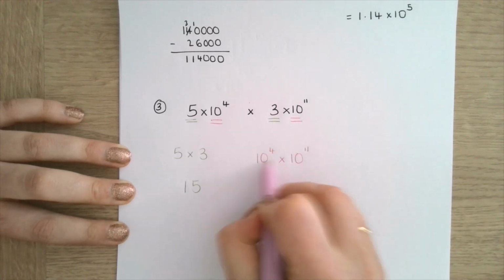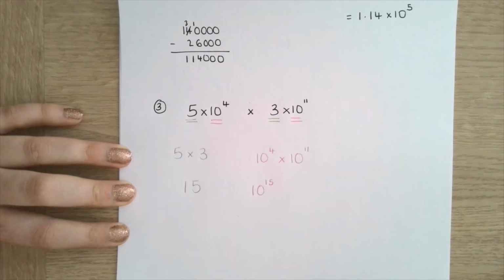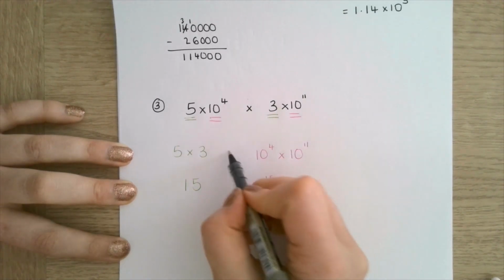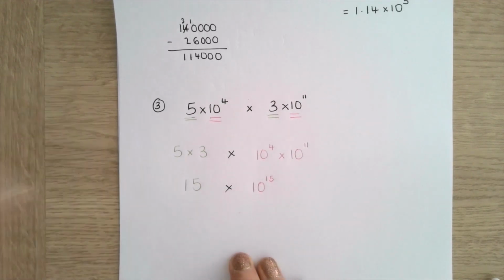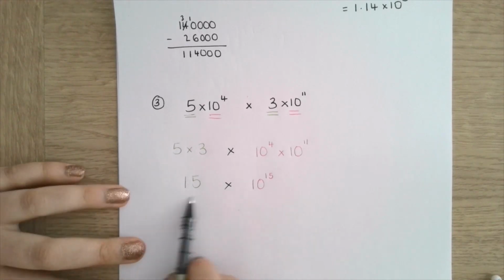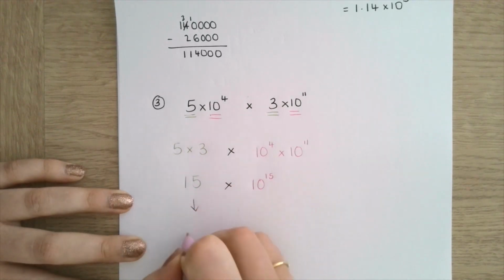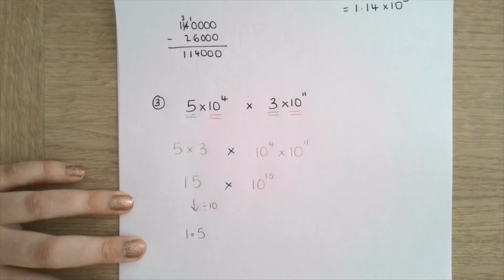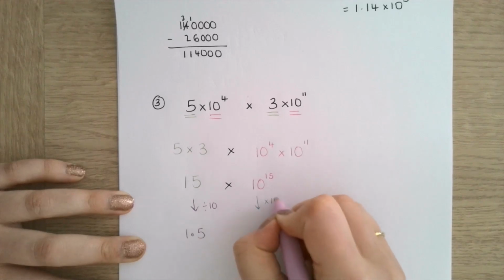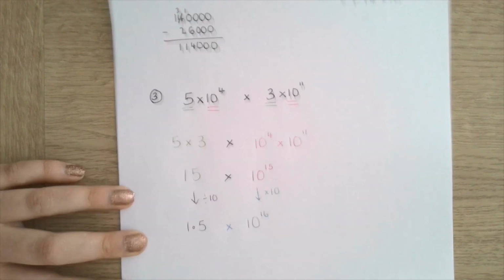Remember, when I've got powers and I'm multiplying, I add them together, so I get 10 to the power of 15. Now because it's standard form, it's going to be the number times 10 to the power of whatever it is. Now this is not in standard form, so I have to use the skill that I just taught you in the previous examples. I'm going to want to make this 1.5, so I have divided by 10. Because I've divided by 10 there, I'm going to have to times by 10 here, so it's going to be 1.5 times 10 to the power of 16.